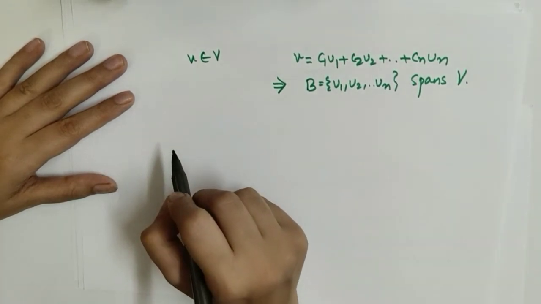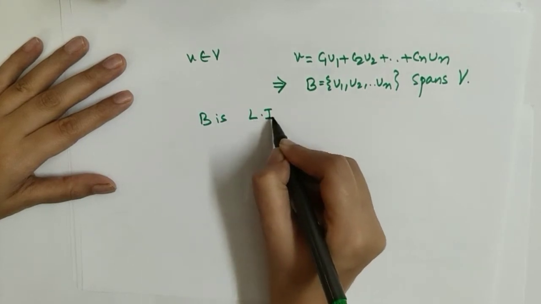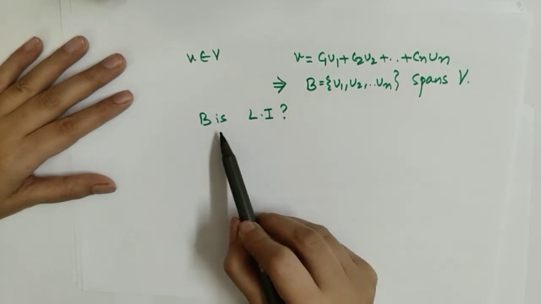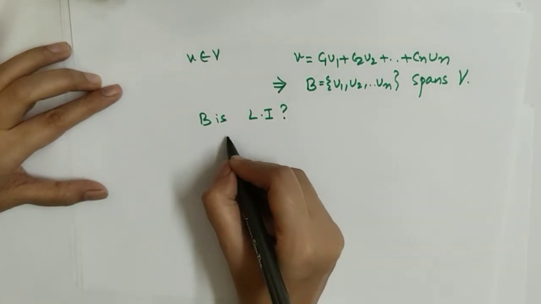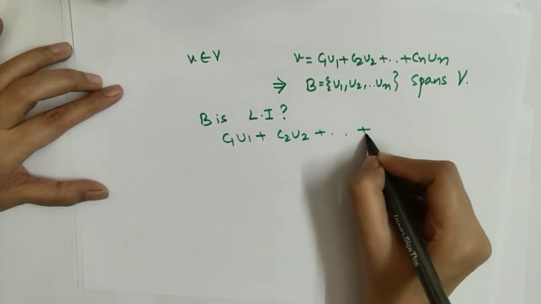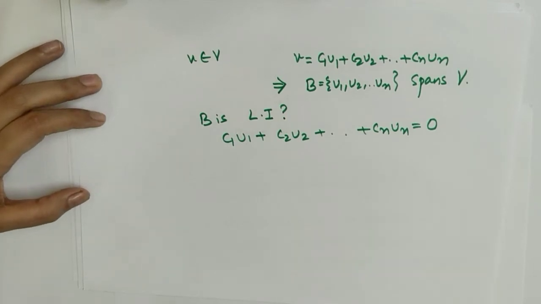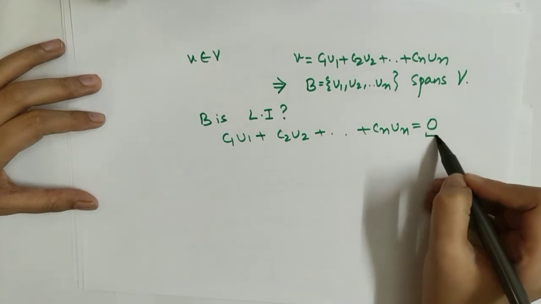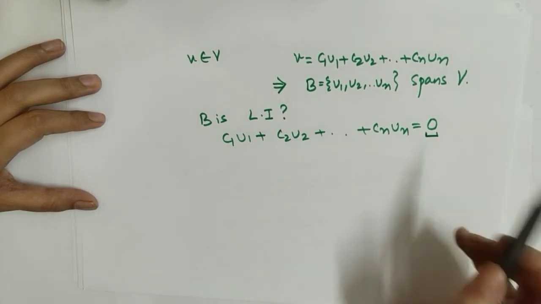So the only thing that is left to show is that B is linearly independent. Because for B to be a basis, we need B to be linearly independent and it must also span V. So let us now see. Let us take C1U1 + C2U2 + CnUn equal to 0. But according to the given condition, the representation of 0 as a linear combination of U1, U2, Un must be unique.